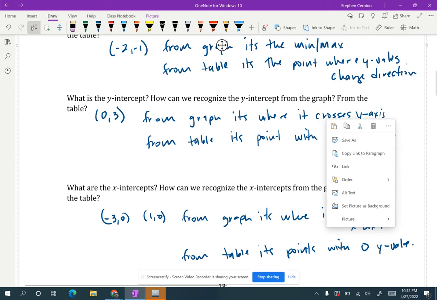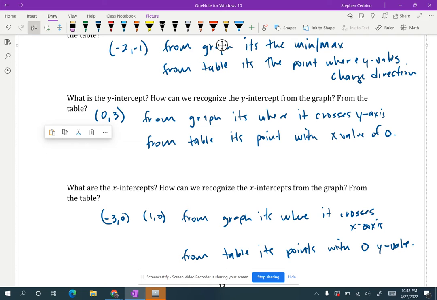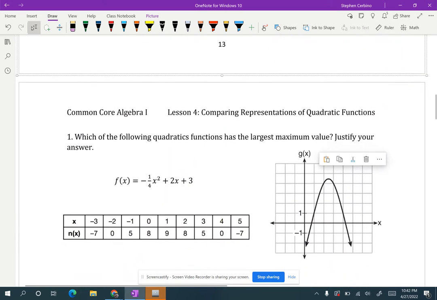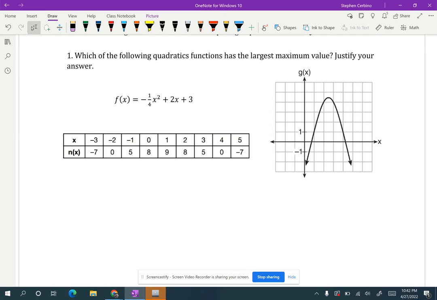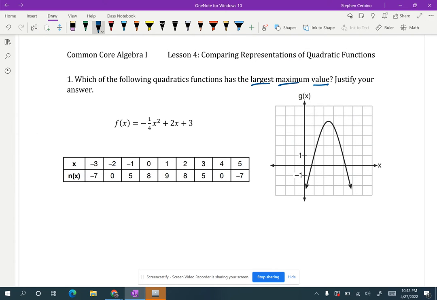If you can identify those 3 different things from the table and from the graph, you're going to be good for this lesson when you start comparing these functions. So let's take a look at a couple functions. It says, which of the following quadratic functions has the largest maximum value? Whenever you hear the words maximum or minimum, they're talking about the vertex. And it asks us to justify our answer. So I'm going to do the 2 easy ones first, and then we'll talk about the harder, or different, one for a second.